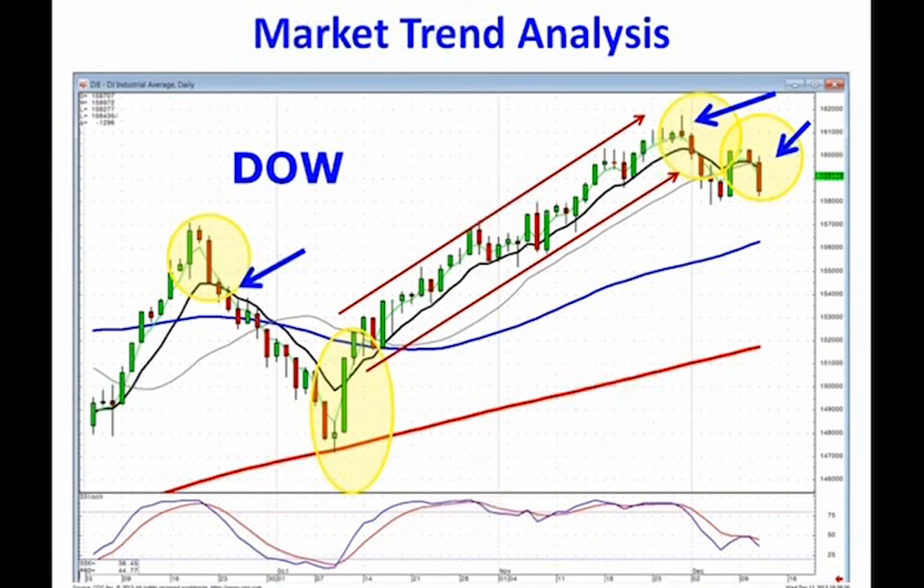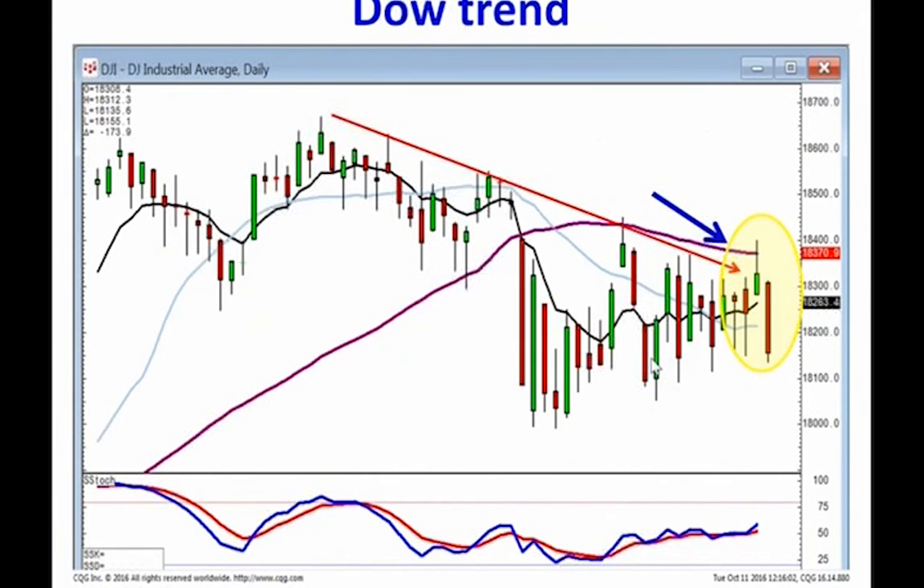Are we forming a dumpling top in the SPX? Yes. It's starting to roll over very slowly. I don't have the SPX on here, but you can see the SPX is slowly rolling over, whereas the Dow you can see is definitely trading sideways.